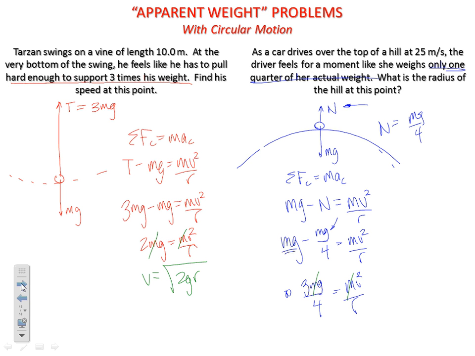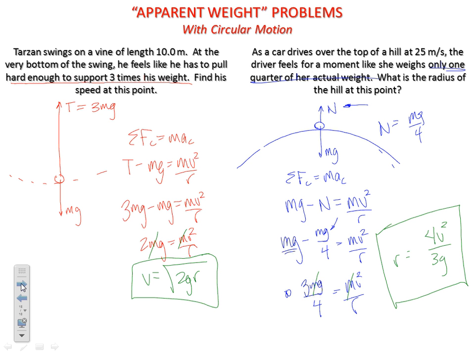What's the radius at that point? Well, that's going to be r is, oh boy, 4v squared over 3g. Yeah? That's true? Yeah. And you can solve, of course, with those numbers. Okay, so those are a couple of what we call apparent weight problems.